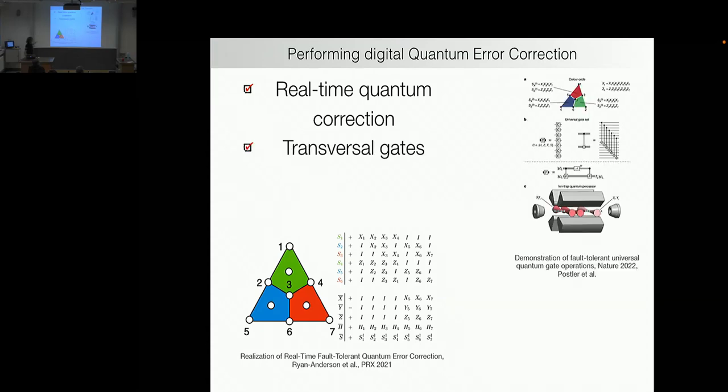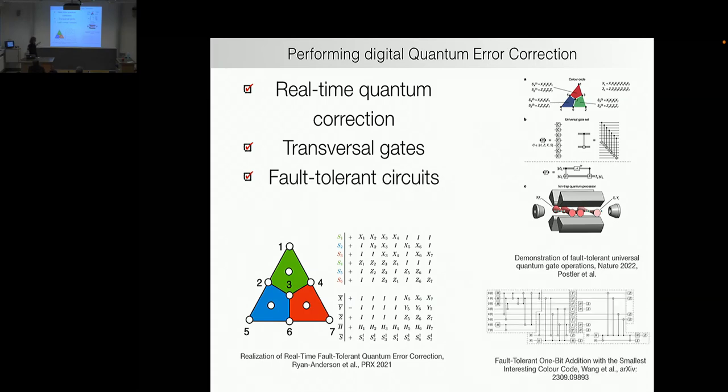And people have done transversal gates, which is something you need to do, which basically means that if one error happens, it doesn't get propagated somewhere else. And people have built complete circuits out of this, where you do a fault-tolerant one-bit addition, so it's very primitive things. But using error correction, so the circuits look like this. And what is missing is that this actually helps with coherence times.